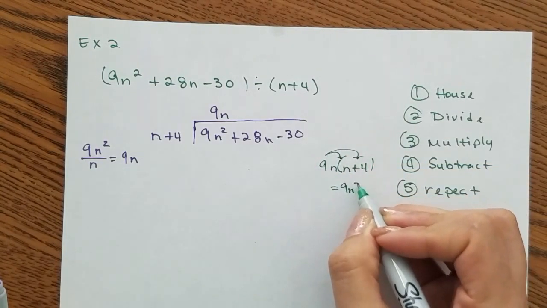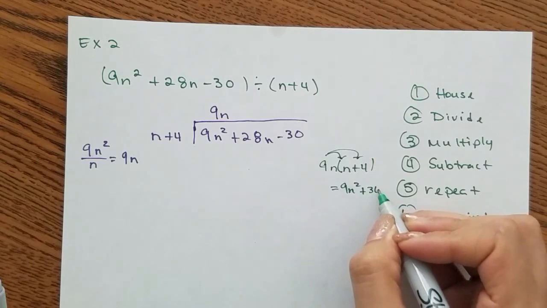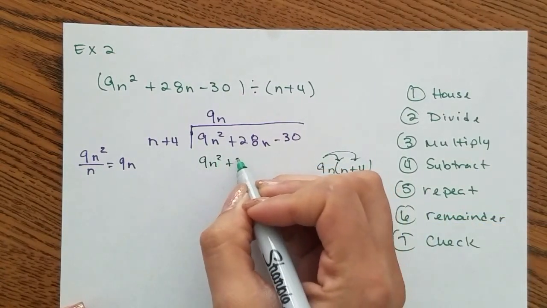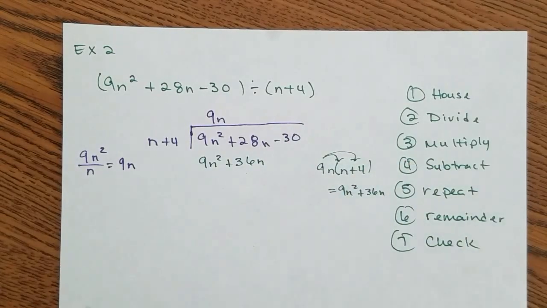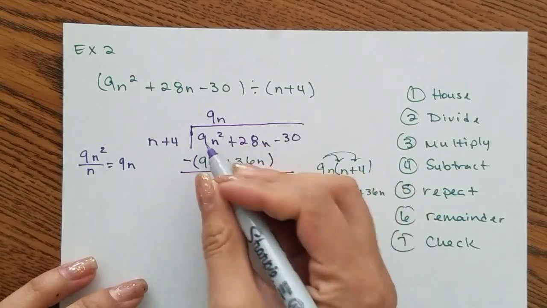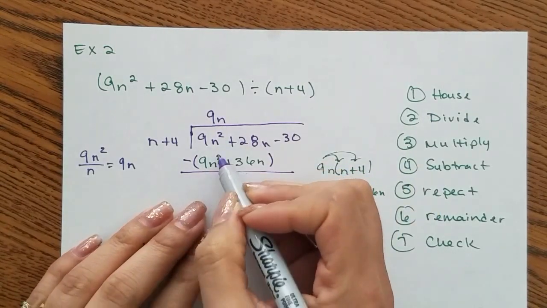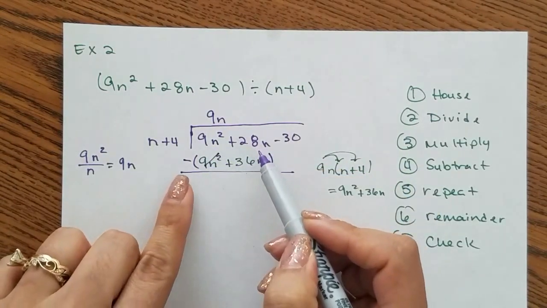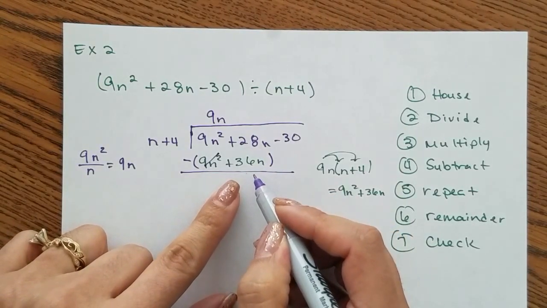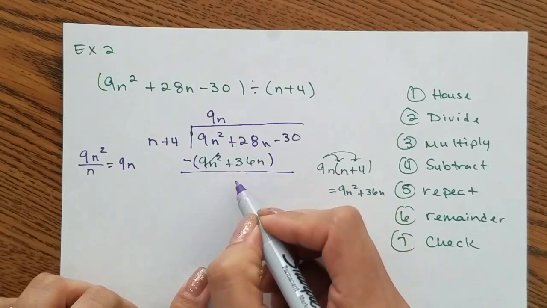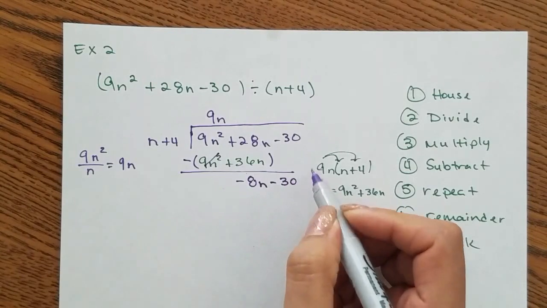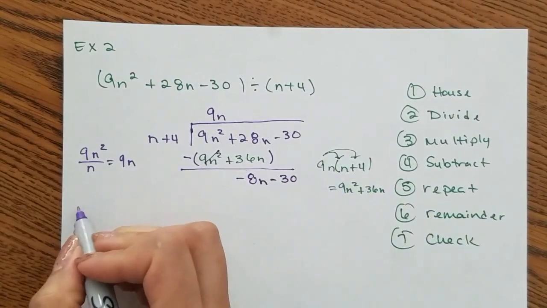That is going to give you 9n squared plus 36n. So we're going to write that here. 9n squared plus 36n. Again, we're subtracting, and this is where you're going to see how the signs are going to change. So the 9n squared terms cancel. But now we have 28 minus 36, which is not going to give you a positive. You're going to get a negative 8 here, and the negative 30 is going to come down.